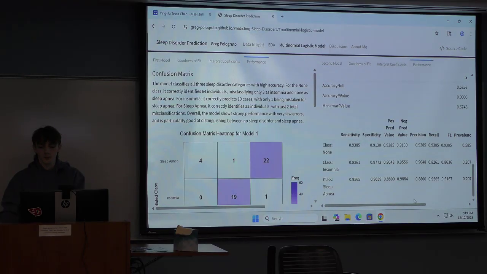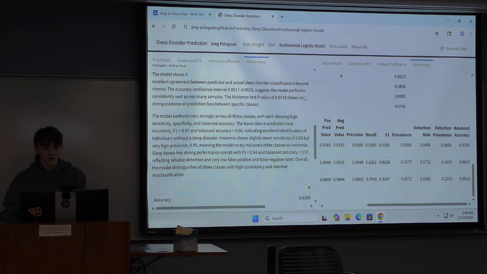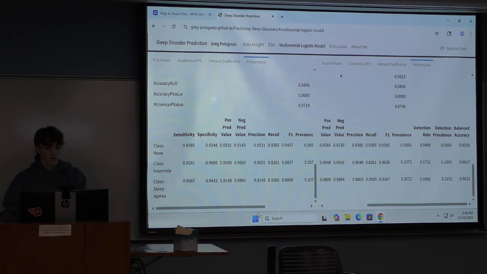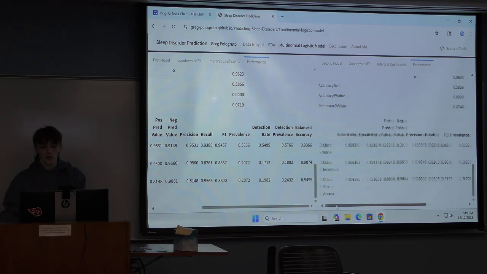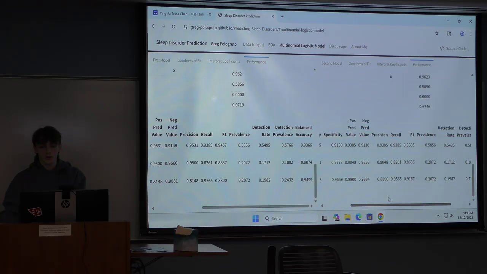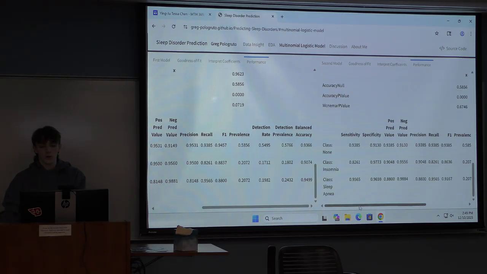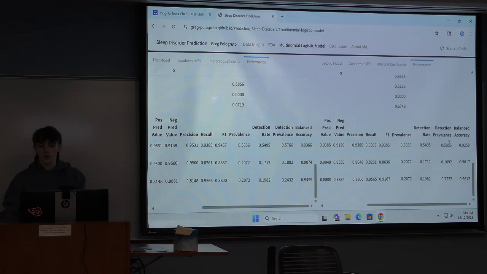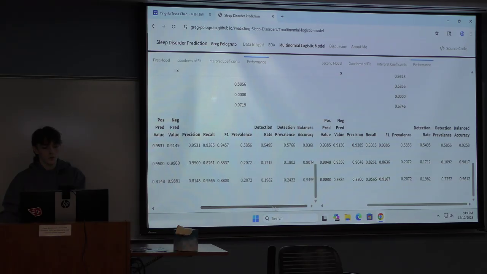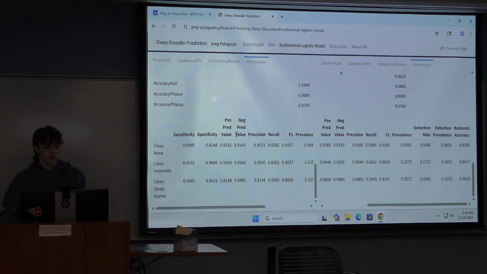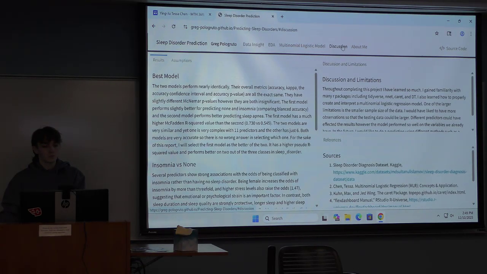As you can see, in these models, they predict different classes with different accuracy. So on the second model, it predicts the sleep apnea class the best, better than insomnia and no sleeping disorder, as you can see from the balanced accuracy. And in the first model, it also predicts sleep apnea the best.